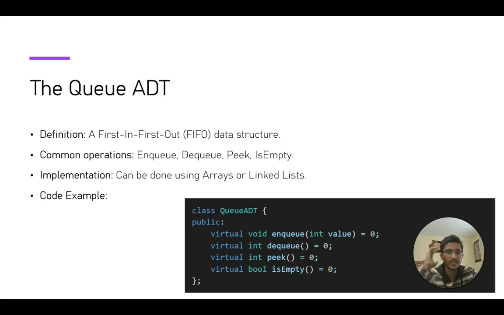Next, coming to the queue ADT. So the queue, you want to think of it as first in, first out. Think of waiting at your favorite coffee shop or a restaurant, and the first person in line gets served first, right? Some operations with queues: enqueue, which is to add, dequeue, which is to remove, peek, is empty. Some use cases where we could use this are task scheduling, print queues, call center systems, and it could be implemented with arrays or linked lists.